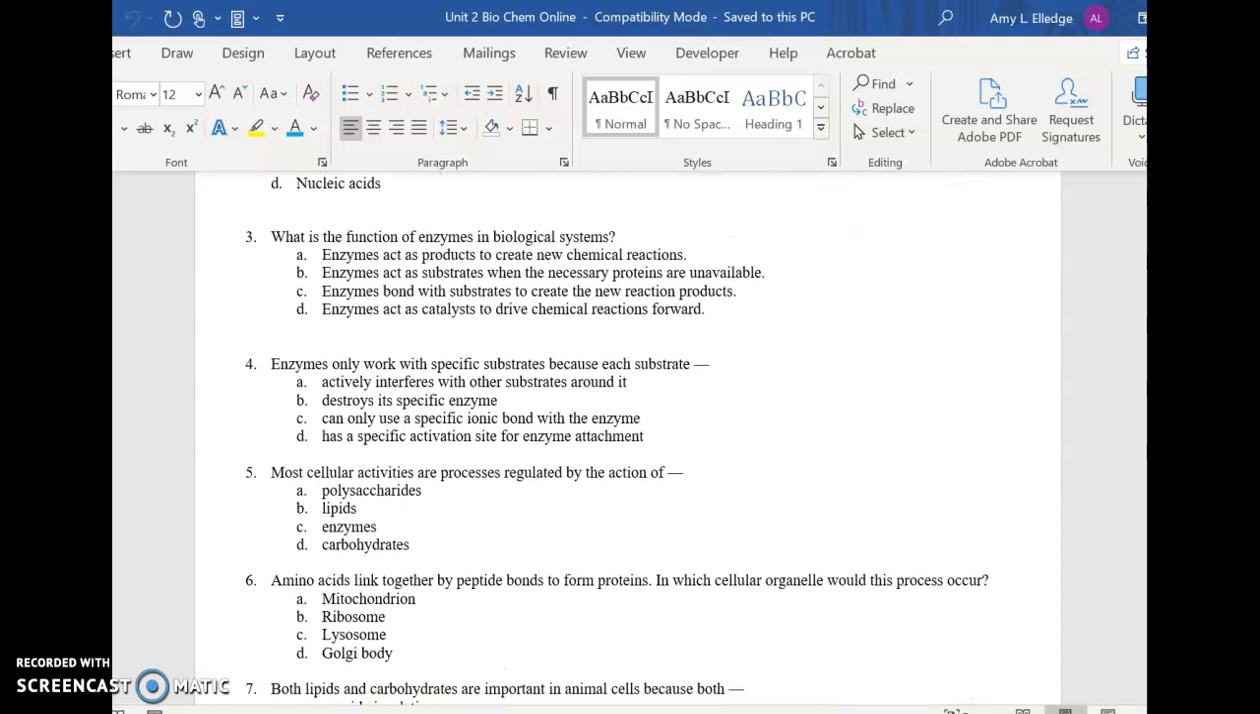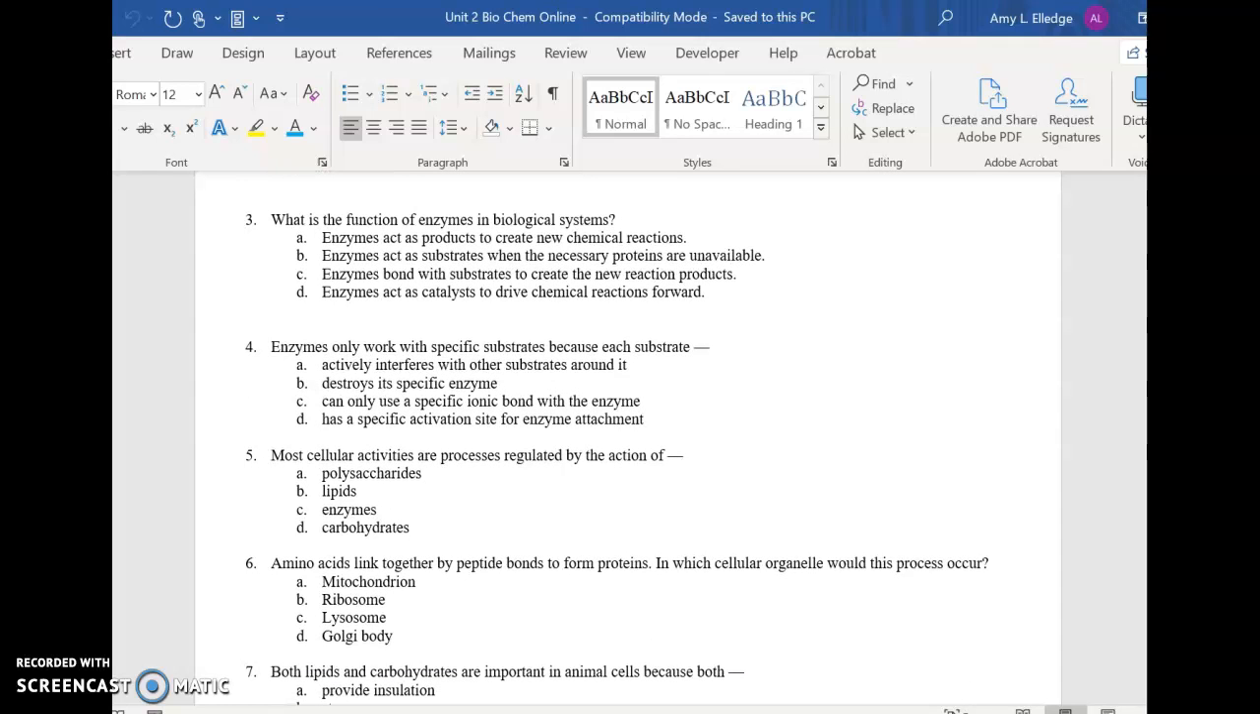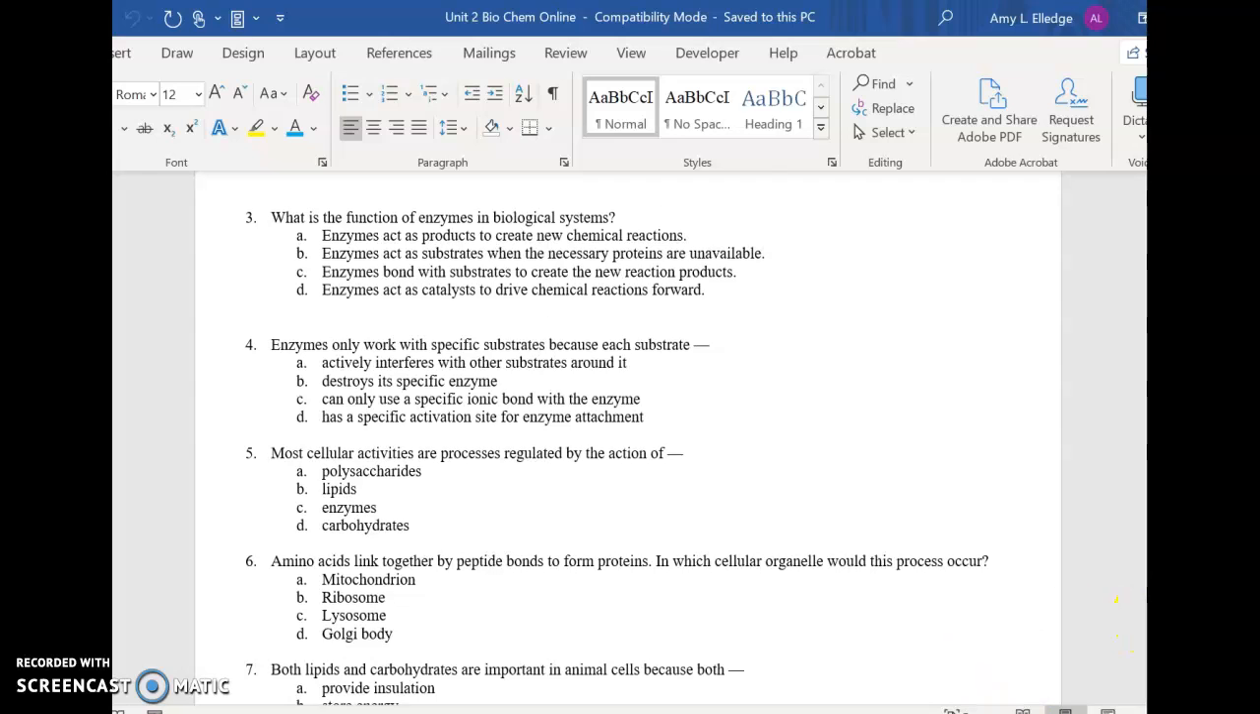Number 3, what is the function of enzymes in biological systems? A, enzymes act as products to create new chemical reactions. B, enzymes act as substrates when the necessary proteins are unavailable. C, enzymes bond with substrates to create new reaction products. Or D, enzymes act as a catalyst to drive chemical reactions forward. Well, hopefully you can remember from the beginning of the year that enzymes are catalysts because cats are fast, and the answer is D. They act as a catalyst to drive the chemical reaction forward.